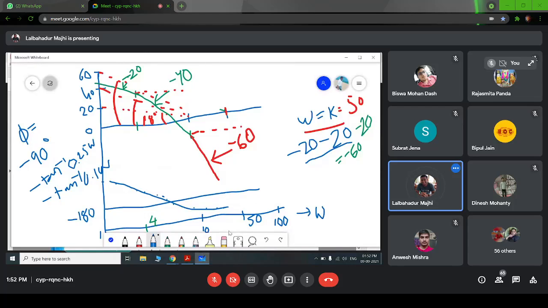Okay, so next we have to determine the phase crossover frequency and gain crossover frequency. You know the gain crossover frequency is the frequency at which this magnitude plot intersects the 0 dB axis. So you can see at this frequency it is intersecting the 0 dB axis, right? At this frequency, so we have to find the frequency on this axis. It will be around 8 or 9 radian per second.